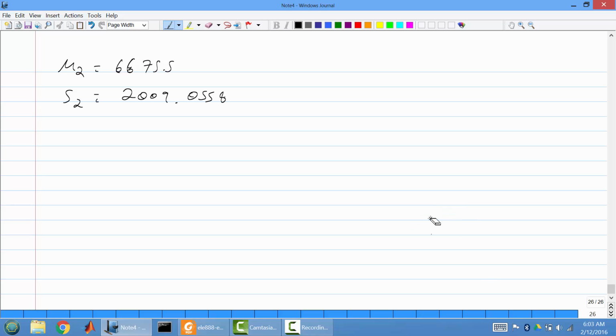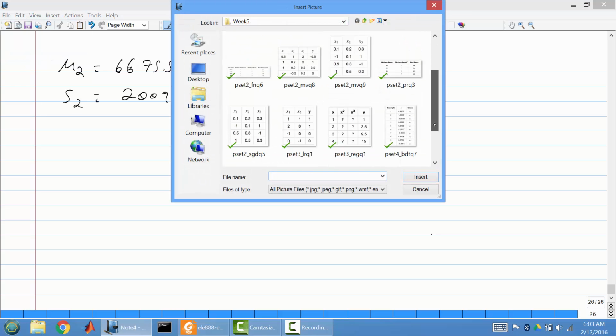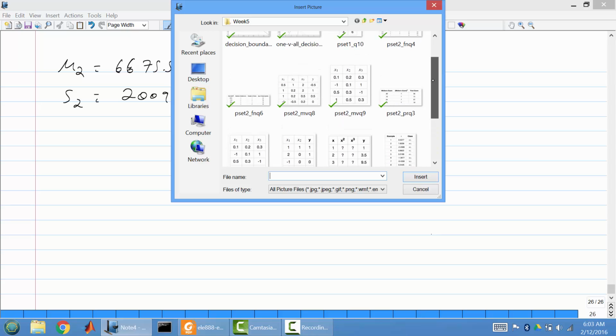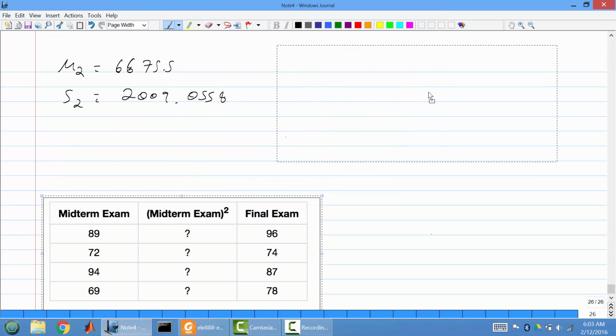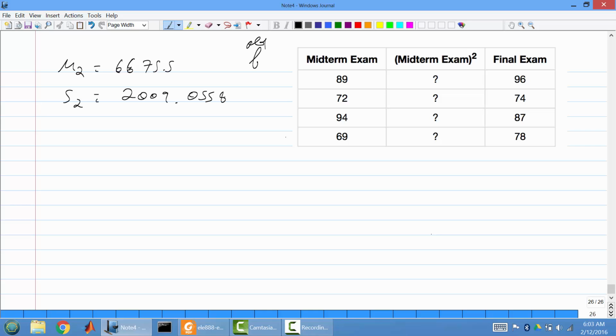Okay, so now all you have to do is feature normalize. That's the next part. So let me put in that table again, which is over here. These were the old features. If you recall, this is 7921, 5184, 8836, 4761. So this is the first example, the second example. Again, I'm just going to do one, just to be sure we're on the right track, and then you can go ahead and do the rest yourself.